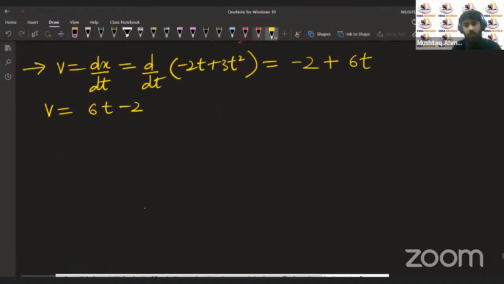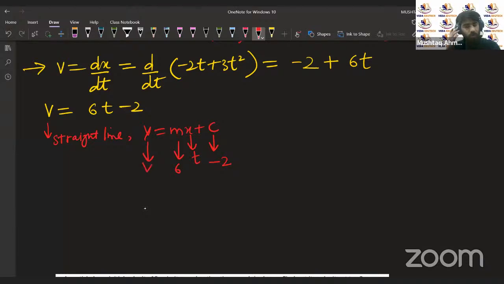What does it represent? It's a velocity versus time relation. It represents a straight line. If we compare it with the standard equation of a straight line, y is equal to mx plus c, we can see c is the intercept here, c is equal to minus 2, and the slope is equal to 6. And x is here t, and y here is v, right? So we have to plot this, so we'll plot velocity versus time.